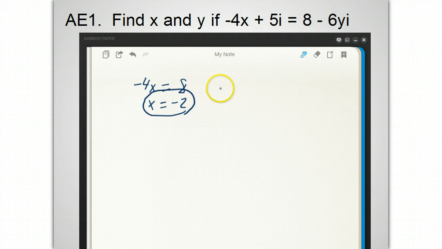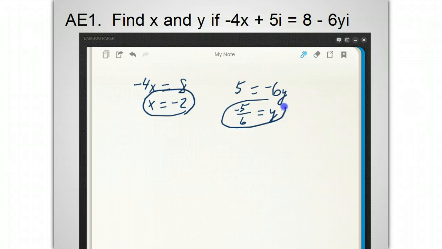As far as y is concerned, the coefficient of the imaginary unit i from the left side, 5, has to equal that coefficient shown in the imaginary number on the right side. So 5 equals negative 6y. If we divide both sides by negative 6, negative 5/6 is equal to y, which we can express just like that. So there you have it. We found both x and y in that situation.